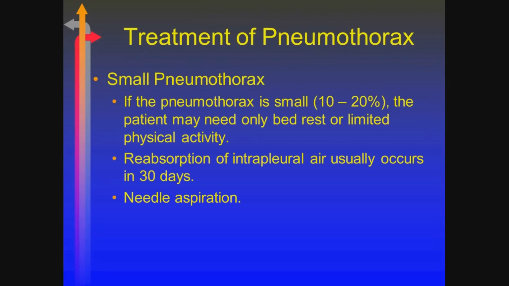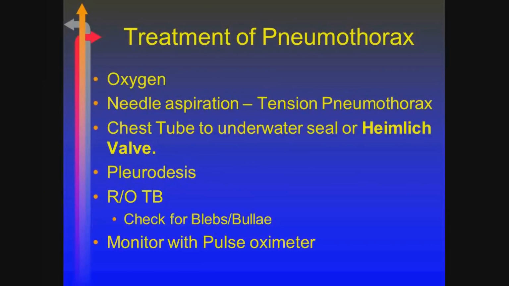Small pneumothoraces are usually around 20%, and those we basically don't do much about, just allow the reabsorption to happen. Perhaps you can do some needle aspiration, but for the most part, those are just left to manage on their own. Larger pneumothoraces, and those that are under tension for sure, need to have needle aspiration and a chest tube placed. The chest tube is placed to an underwater seal or some sort of mechanism where air can't enter back in again. Okay.